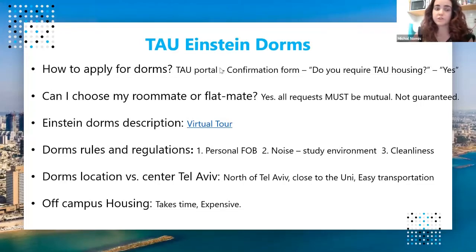Are there religious dorms? So apartments can be kosher, but I'm not sure it's guaranteed. So if you want to live in a kosher apartment in the dorms, you would have to request it when you request dorms. And if there are enough people for a kosher apartment, then yes.